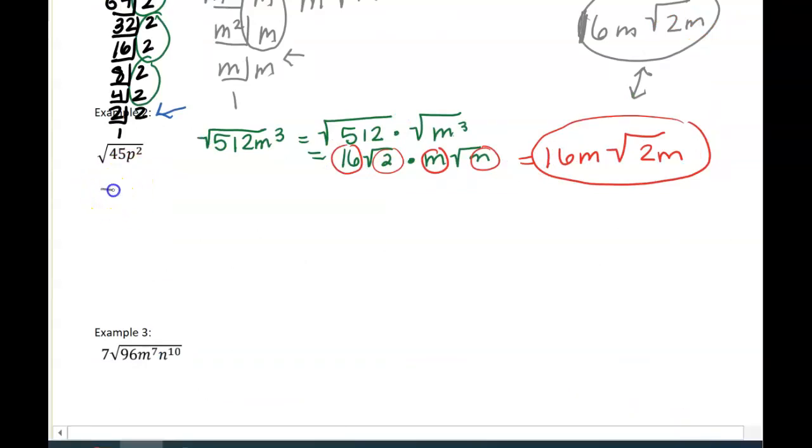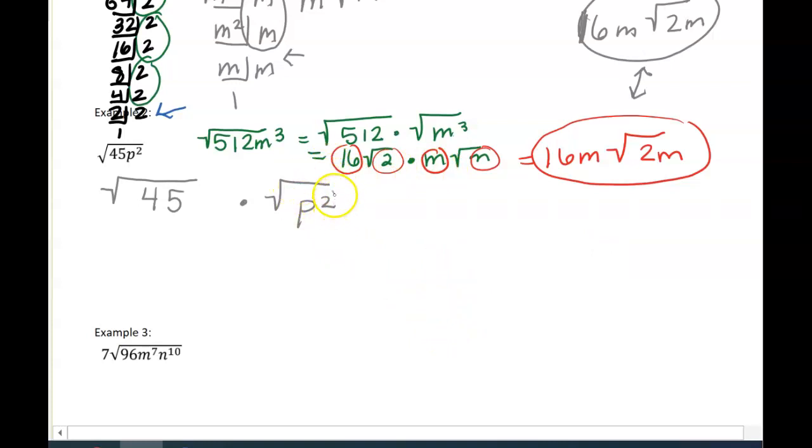First we're going to break the square root of 45 p squared into the square root of 45 times the square root of p squared. Go ahead and pause this video and try to figure out what this is, and then we'll go over it. Hopefully you've tried this one on your own, but if you're completely lost, pay attention. Hopefully you can figure it out.